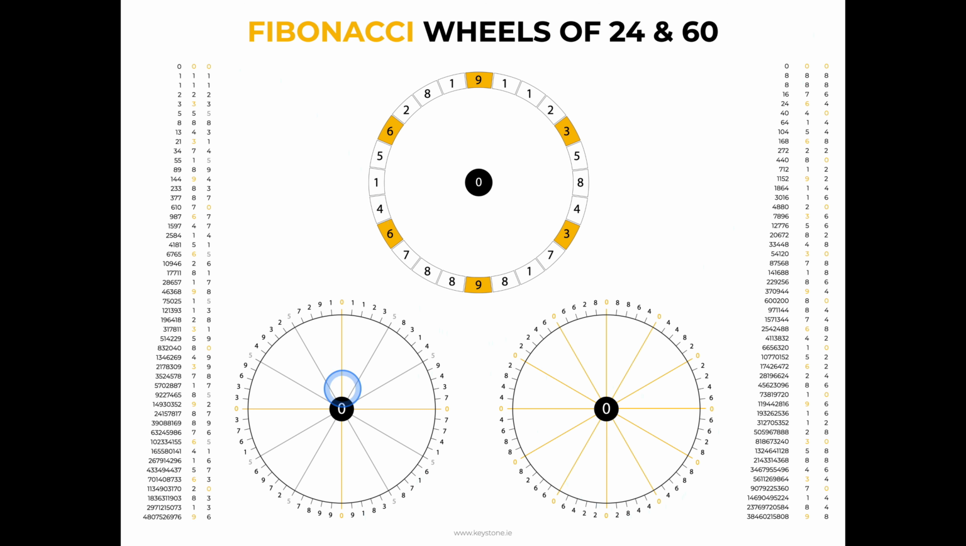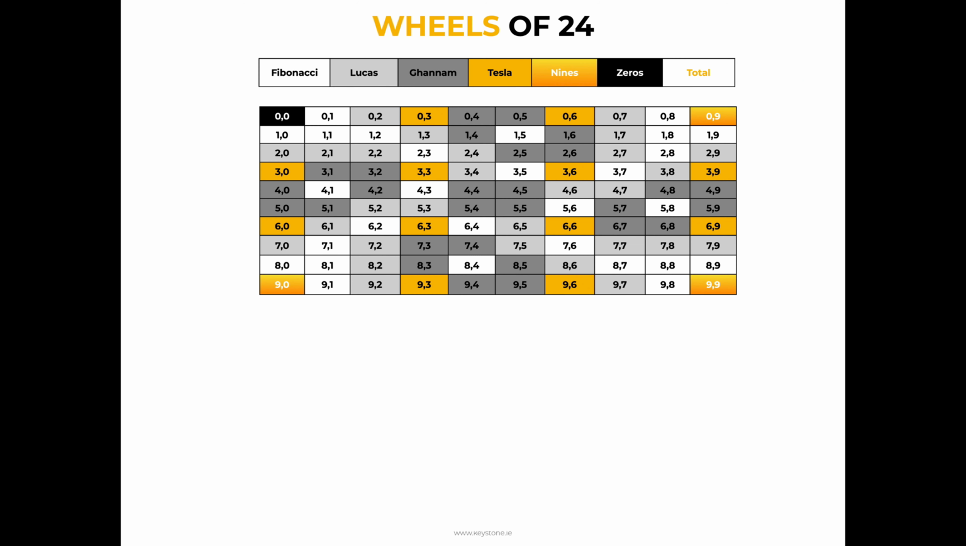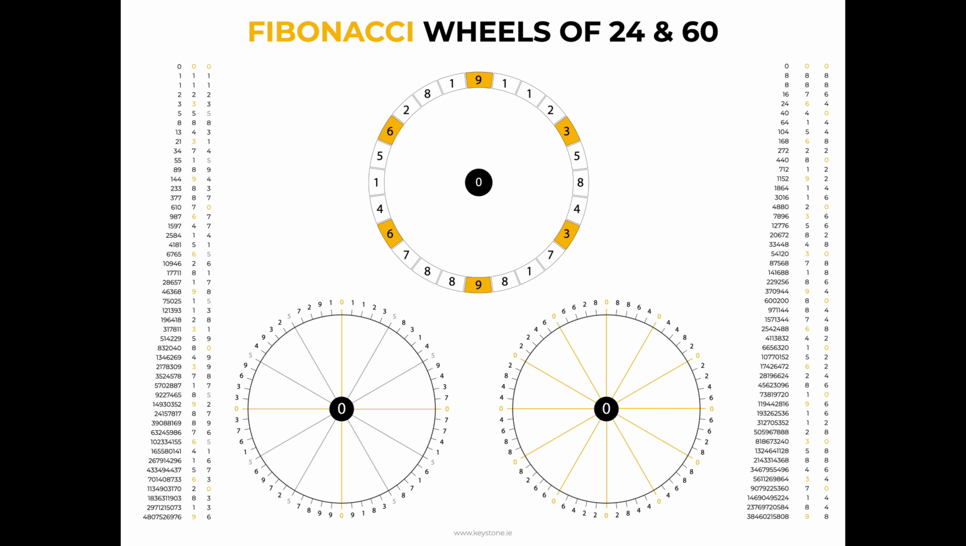And these two wheels of 60 are the only two wheels of 60 found with any of these Fibonacci sequences marked here in white. So what I'm saying is the Fibonacci wheel of 24 is found when we use these number combinations marked in white. And there are two versions of the wheel of 60.